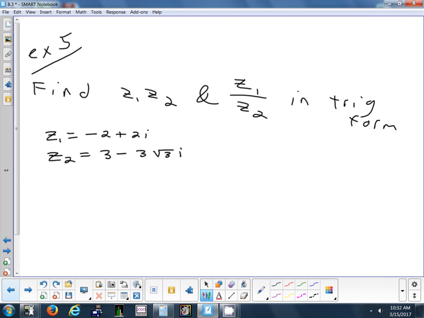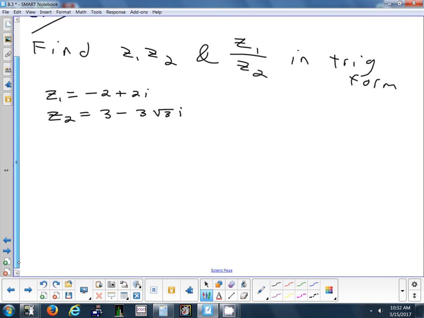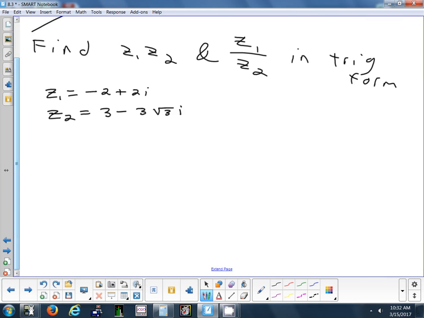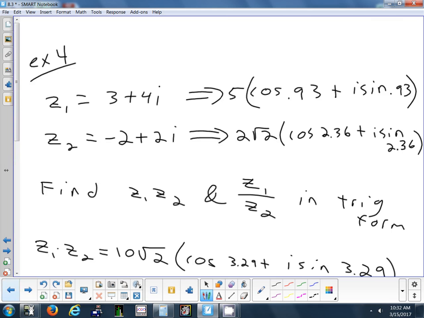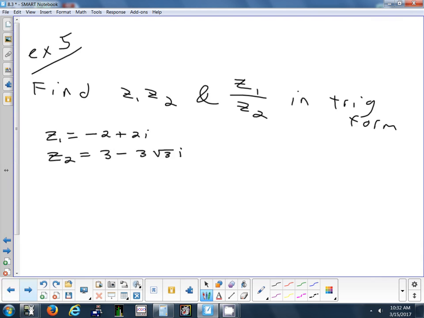All right, let's try this one. What's a little different about this one that it would take a little longer to do? The numbers aren't in trig form. But negative 2 plus 2i, we've done this one a couple times. Let's do it in degrees, because we just did one in radians.